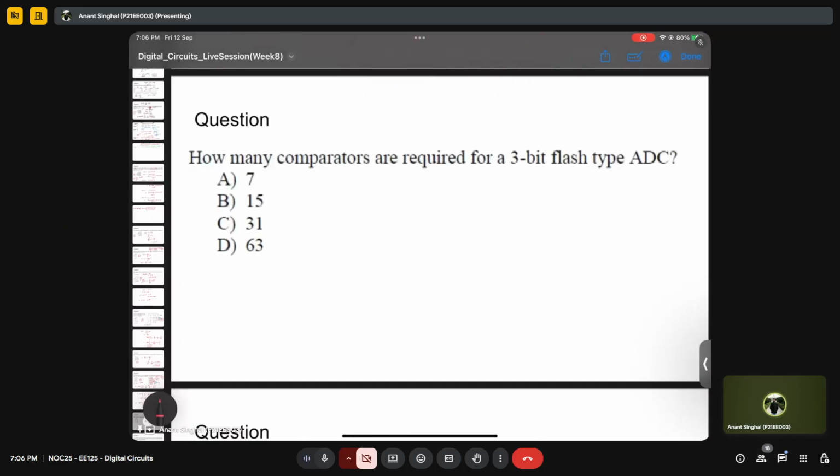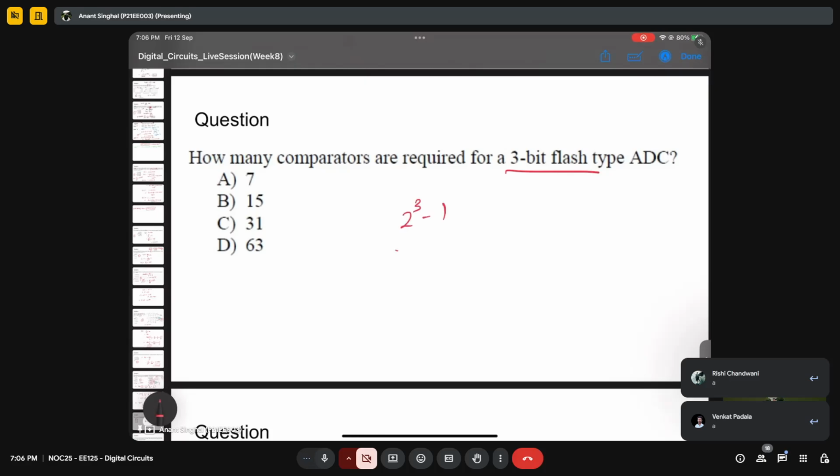How many comparators are required for a 3-bit flash ADC? This is again a straight question. We require 2 raised to the power 3 minus 1, that is 7. So A is the correct answer.